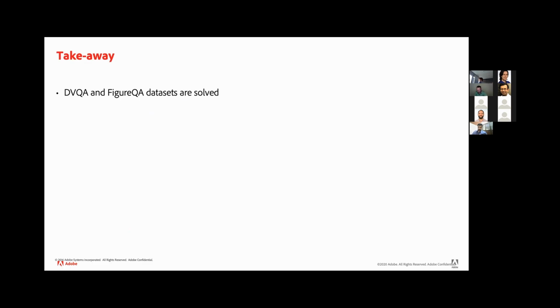So the takeaway from this is that we basically solved the DVQA and FigureQA data sets. That doesn't mean we solved the question answering problem completely, but it means that those data sets were simple enough that we were able to solve them with our machine learning. We were excited about that. It did leave the question of what next? What should we continue working on?